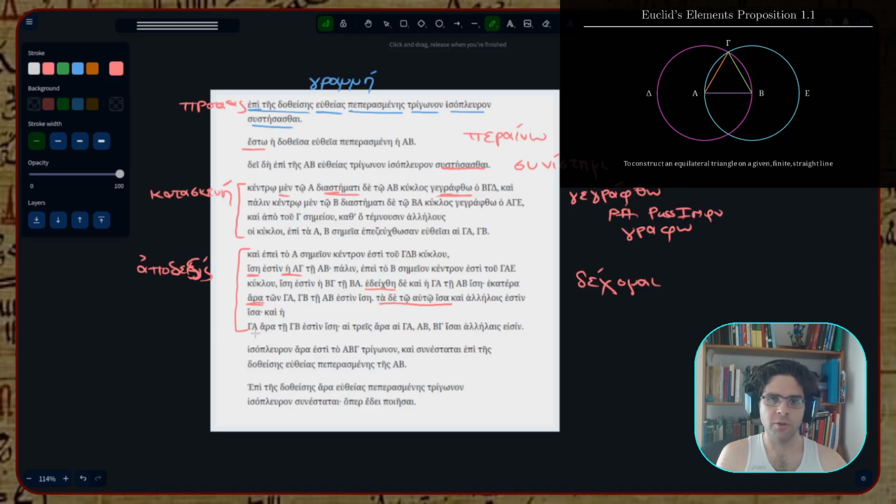And therefore the line segment gamma alpha is equal to gamma beta. And therefore the three gamma alpha, alpha beta, beta gamma are equal to one another. And thus is the conclusion of our apodeixis part of our proof.